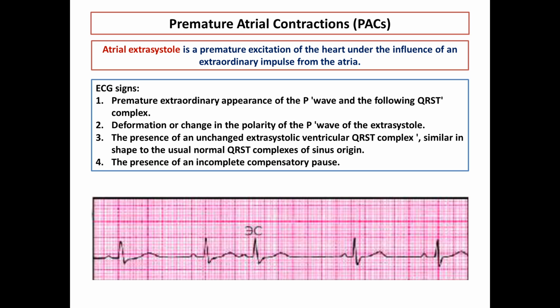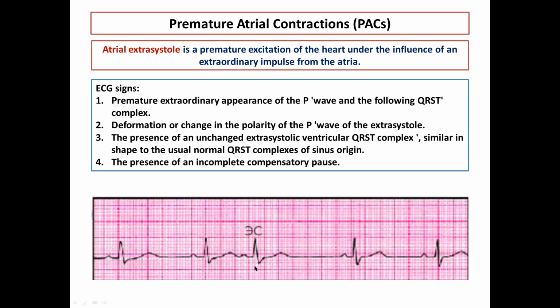Premature atrial contraction is a premature excitation of the heart under the influence of an extraordinary impulse from the atria. ECG signs: premature extraordinary appearance of the P wave and the following QRST complex. You see deformation or change in the polarity of the P wave of the extrasystole. If you compare with the normal P, you see here deformation of P.